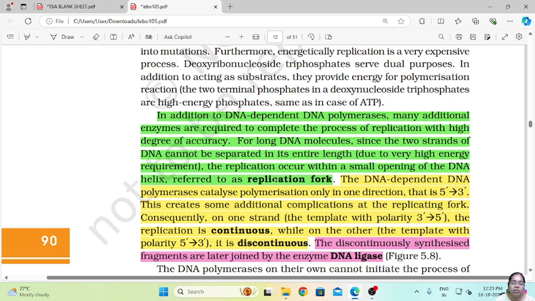The DNA dependent DNA polymerase catalyzes polymerization only in one direction, that is 5' to 3' direction, and this creates some additional complications at the replication fork. On one strand, the template with the polarity 3' to 5', the replication is continuous, while on the other strand, that is the 5' to 3', it is discontinuous, and these discontinuously synthesized fragments are later joined by the enzyme ligase.